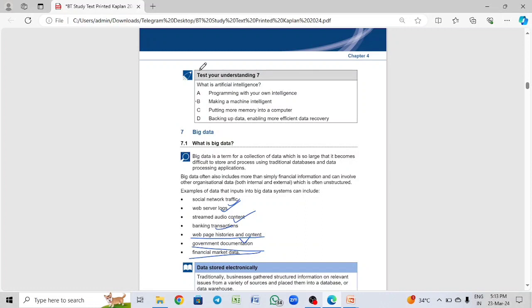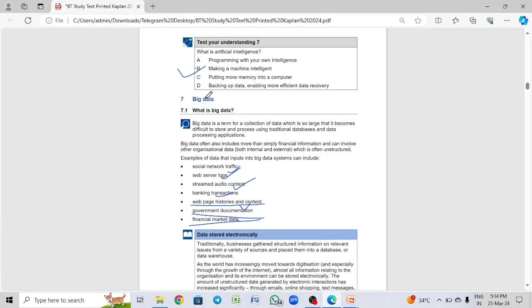Now what is test your understanding number 7? What is artificial intelligence? Programming with your own intelligence, making the machine intelligent, putting more memory into the computer, or backing up data, enabling efficient data recovery. So it is making the machine intelligent. Putting more data, or backing up more data, or putting in more memory is not what artificial intelligence means.